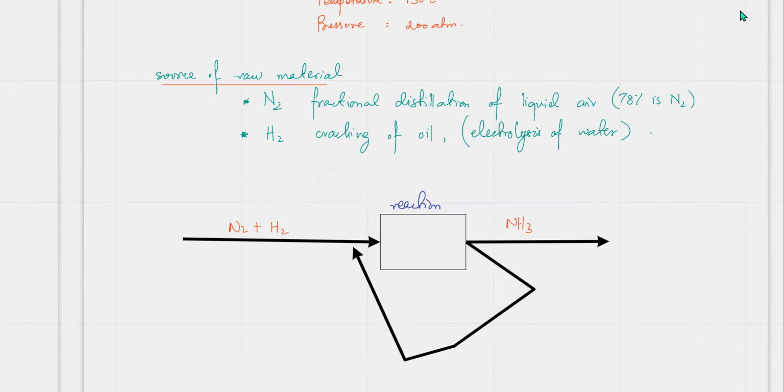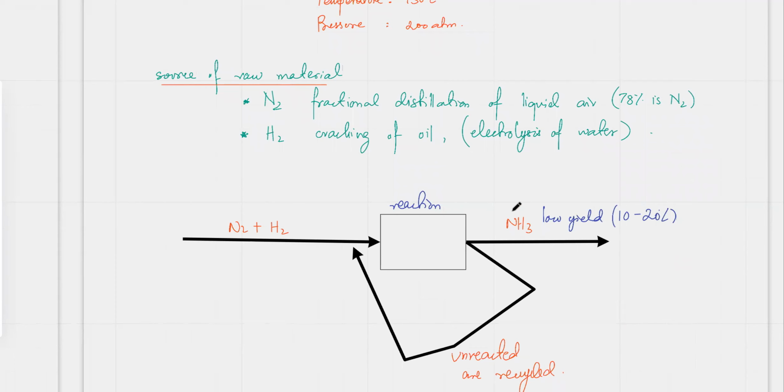So I mean that's about it. So the unreacted gases are recycled back. I said the thing with this reaction is that it has a terribly low yield. So ammonia has a really low yield, around 10 to 20%. Okay, so it's a pretty bad yield.